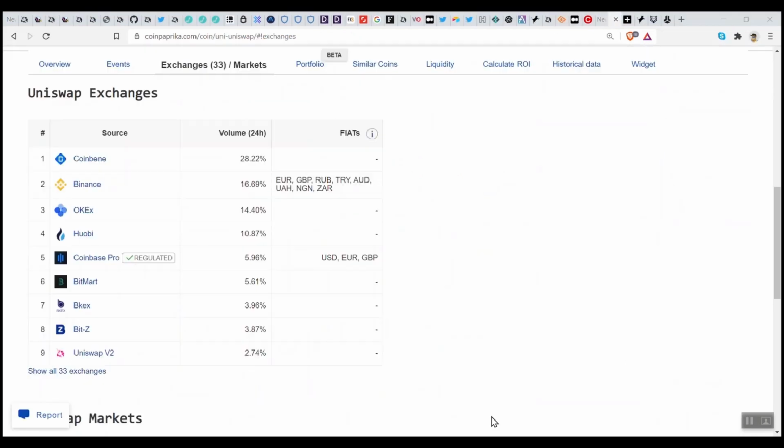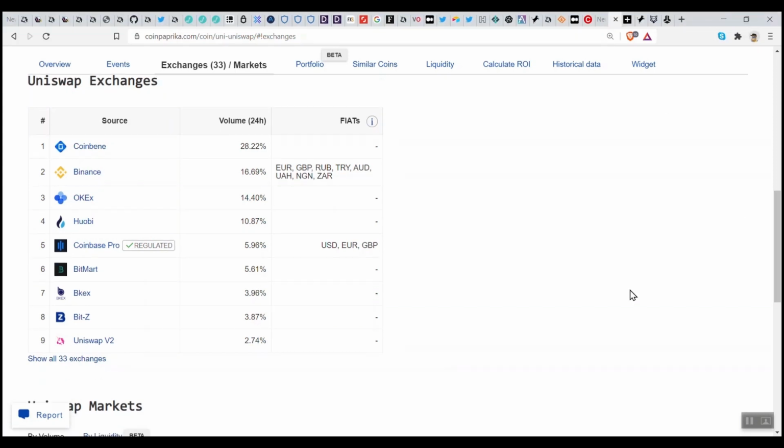Before I do my price analysis, where you can purchase your Uni tokens, so the various exchanges listed here via CoinPaprika, the top 5 in order, we have Coinbase, or Coinbene, or however you pronounce that, Binance with assorted fiat pairs, OKEx, Huobi, and Coinbase Pro. Just adding to the last one, it's also available on the regular Coinbase, so for retail investors too. According to this, 33 exchanges and markets via the websites. Now that's all been said, let's go to the price analysis.